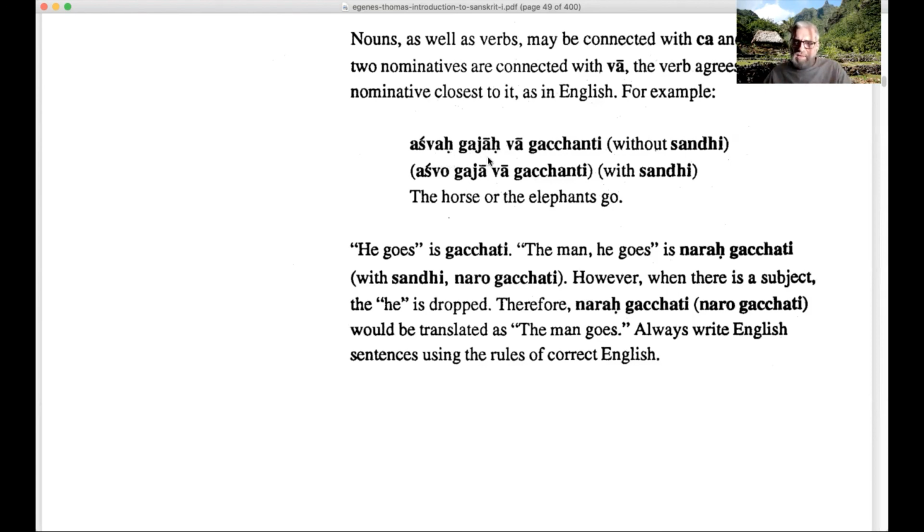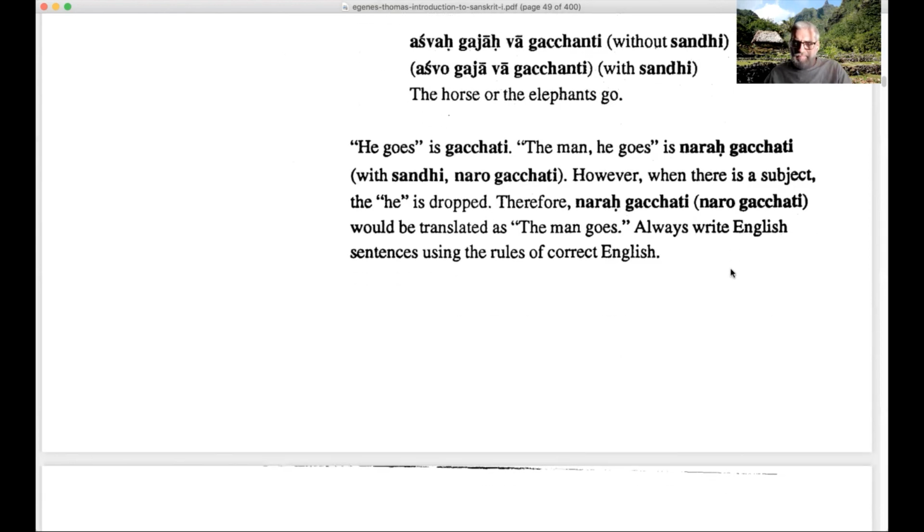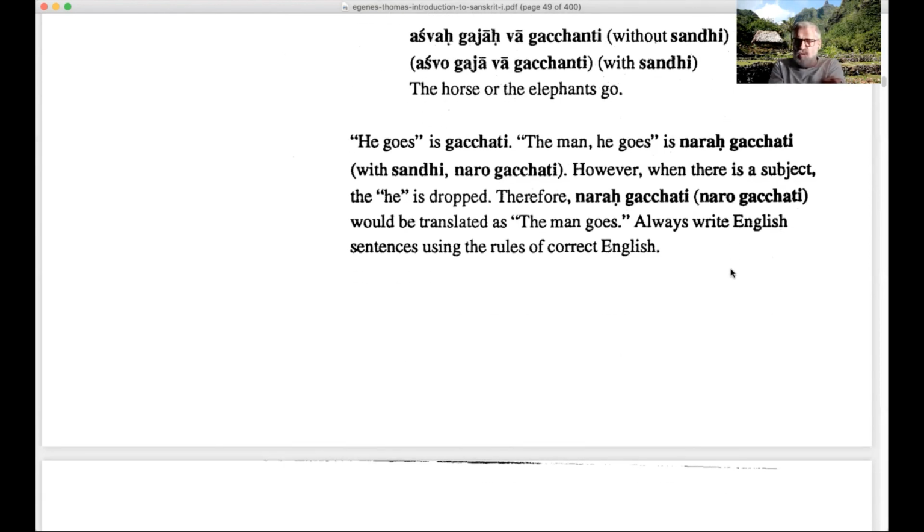Ashvaha gajaha va gachanti. He goes is gachati. The man, he goes, is naraha gachati, right? With sandhi, it's naro gachati. However, when there is a subject, the "he" is dropped, right? So when we actually name the subject, the man, then we don't have to say "he goes" anymore. We just say the man goes. Therefore, naraha gachati or naro gachati would be translated "the man goes" or "a man goes." We don't have to say "the man, he goes."